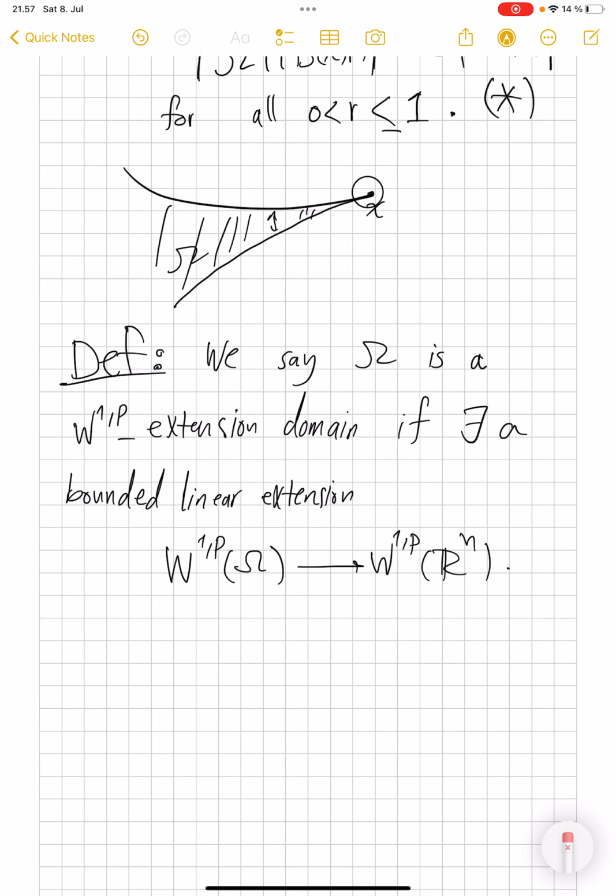And boundedness here is in terms of the following: when you start with this function, and this operator is called E, then E of u, which is a function on R^n, when restricted to omega, is the same function you started with, in the sense of, say, almost everywhere. So it really extends, so that's the only meaning of extension that could be there. And boundedness is in the norms of W^{1,p}.